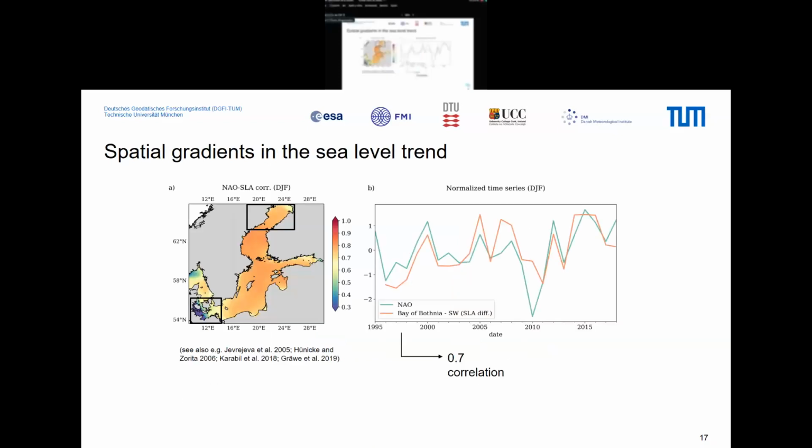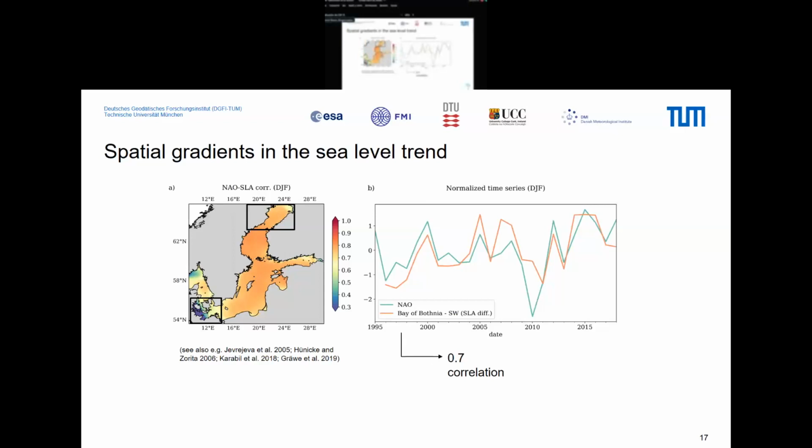In our analysis, what might have caused this trend gradient across the basin, we found that this is mostly associated with anomalies in wind forcing, in particular, again, caused by variations in the North Atlantic Oscillation. And on the right, I show here a time series of the winter NAO, as well as a time series of sea level anomaly differences between the Bay of Bothnia, that's in the north, and the southwestern part. And we see that differences between these regions in sea level are strongly correlated with the NAO.